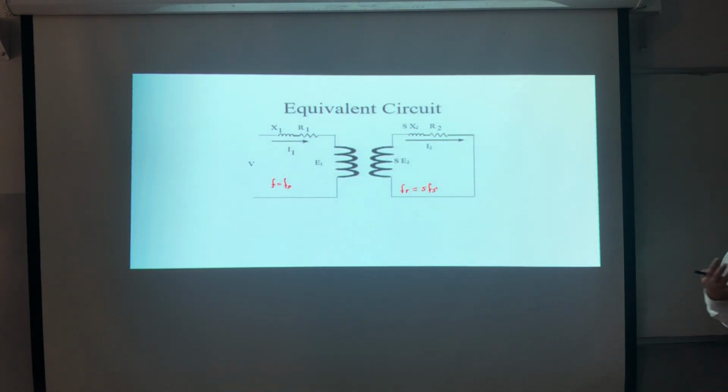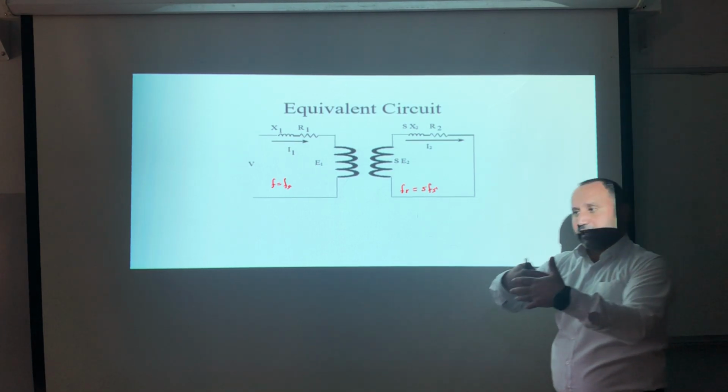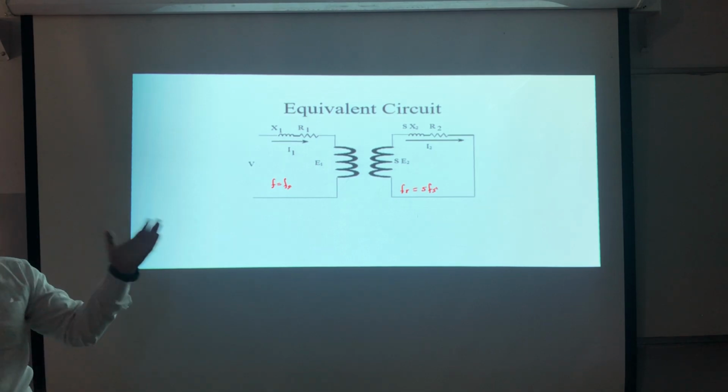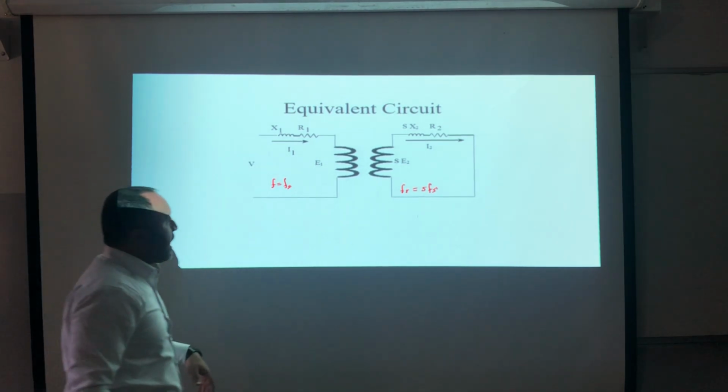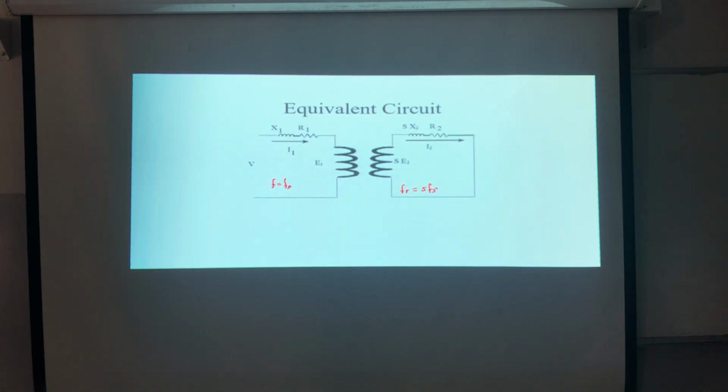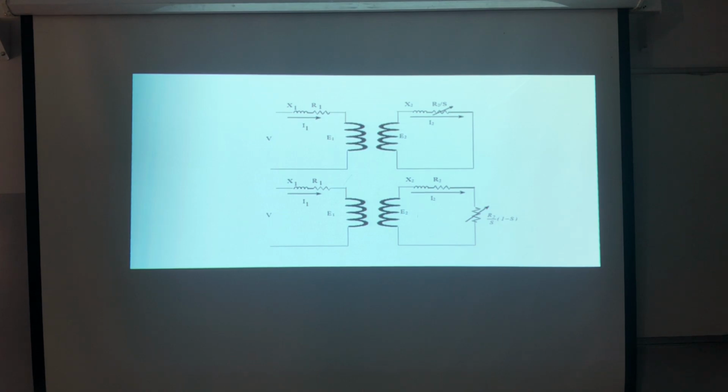Now I need to have electrical coupling. I need to refer, let's say, the rotor to the stator. So the first thing I will do is to divide here by s. If we divide here by s, what will happen? I will get here E2, here X2, and here R2 over s.